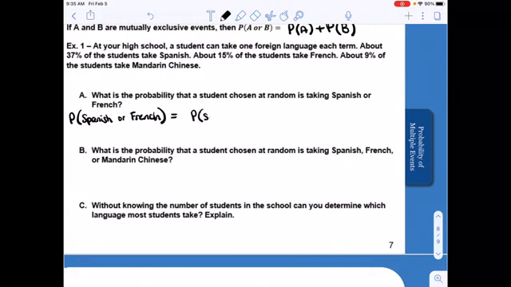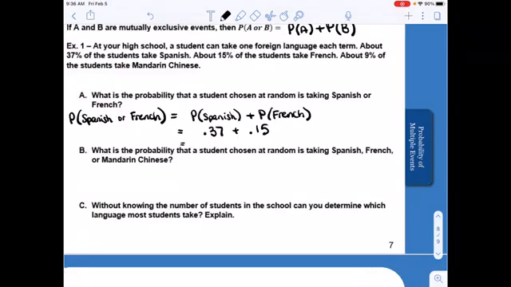Now this is just equal to the probability of Spanish plus the probability of French. They actually gave it to us as a percentage, so I'm going to switch those to decimals just so I can work with them easier. Honestly, I'm glad they gave it to us this way because then we don't have to work with fractions. So if you take the probability of Spanish plus the probability of French, then we have 52% or 0.52 of students take Spanish or French.